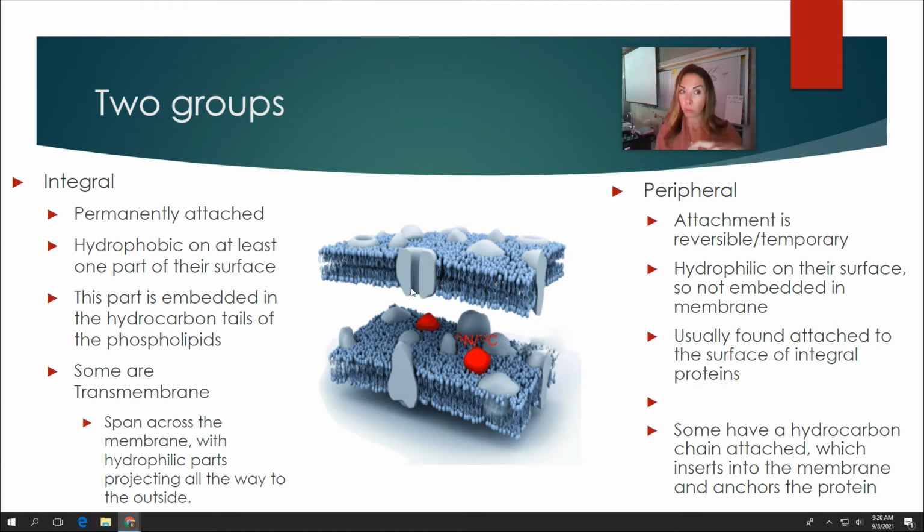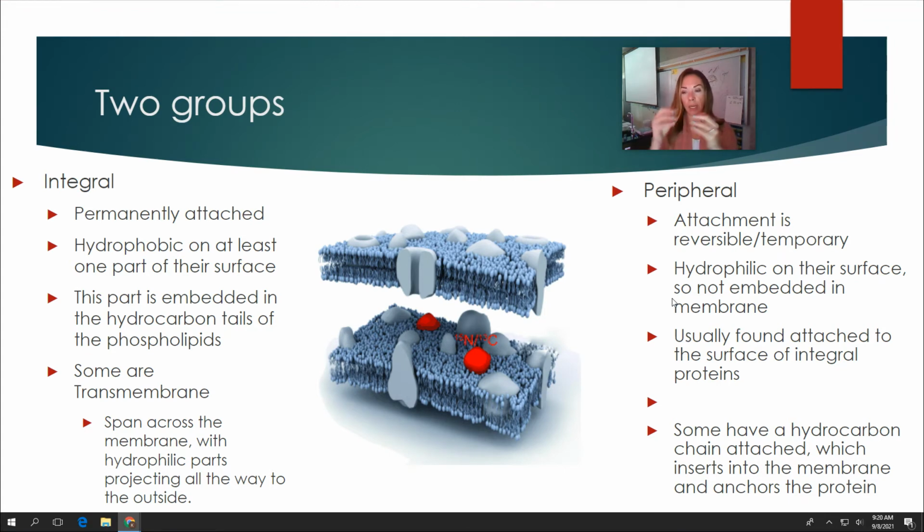All right, the peripheral proteins, you can think are the opposite. So their attachment is reversible or temporary. So it can just go in for a short amount of time and then keep moving on, or it's reversible, right? So it can be kicked out. The hydrophilic part is on their surface, so it's not embedded in the membrane, right? It doesn't go all the way through to the hydrophobic tails there. And they're usually found attached to the integral proteins.